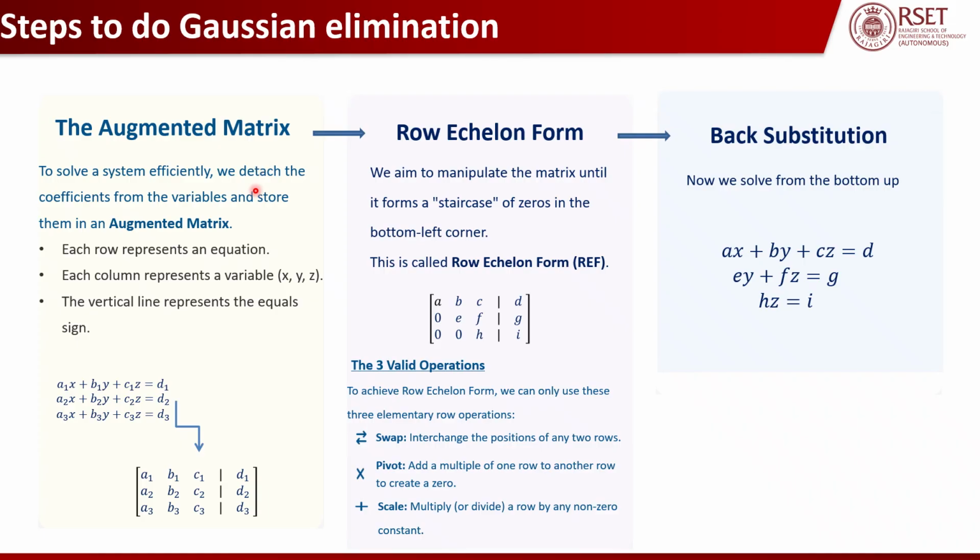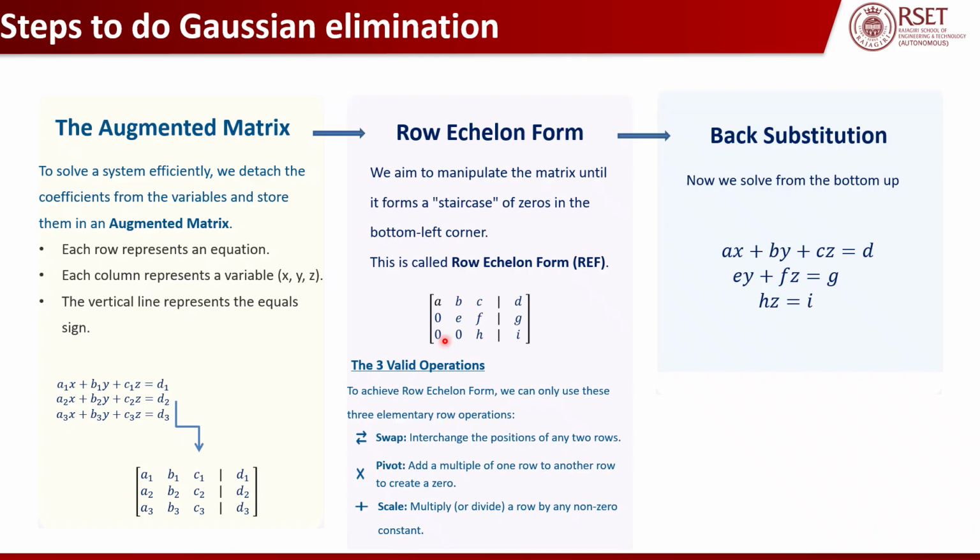So the first step to do a Gaussian elimination is to write the equation in an augmented matrix form. The second thing is row equivalent form. So what is row equivalent form? Before knowing that, we should know the three operations we can do on rows. The first one is swap. Swap means we can swap the equations if we need to. And the second one is add a multiple of one row to another row to create a zero.